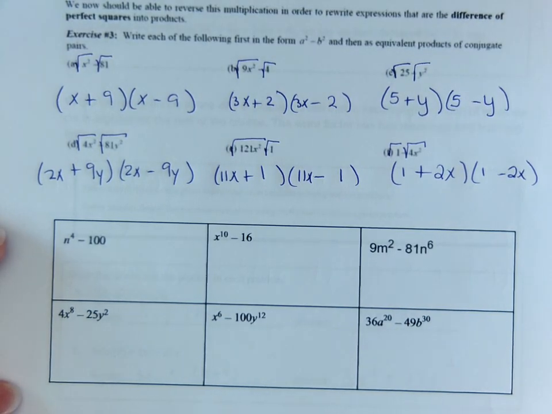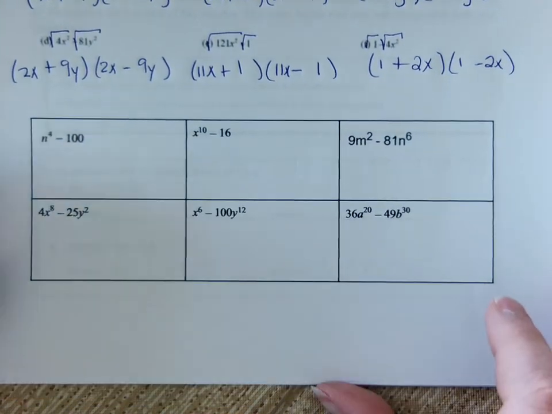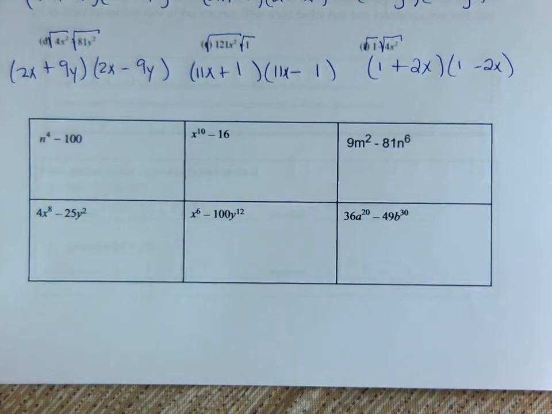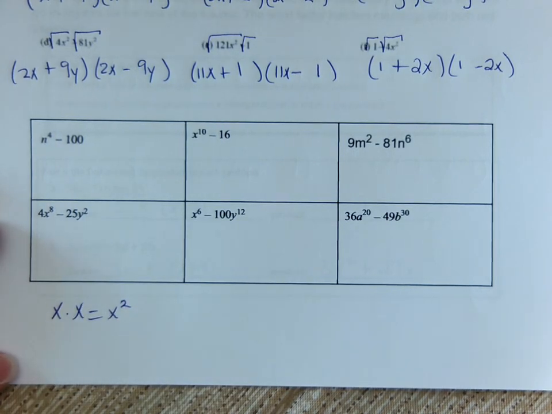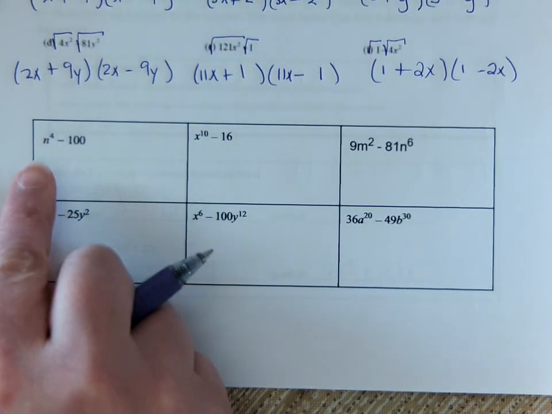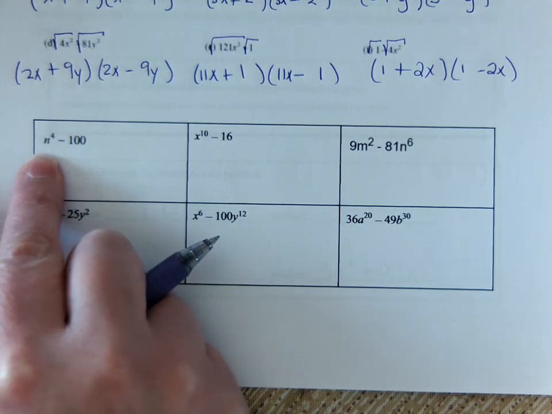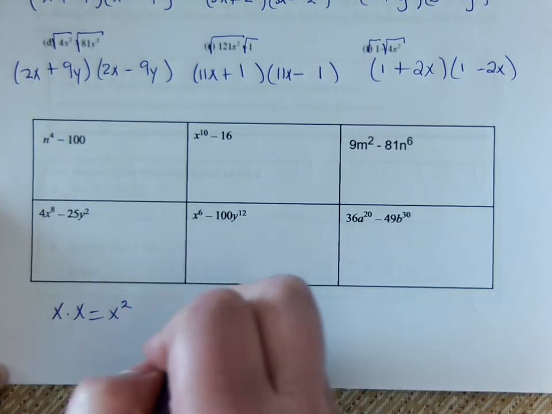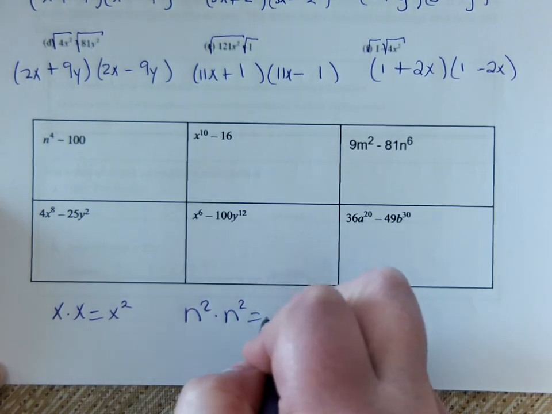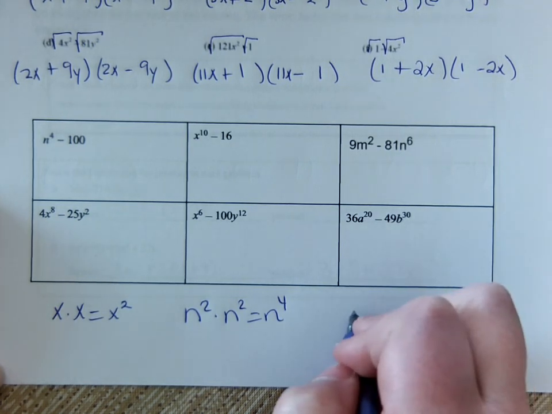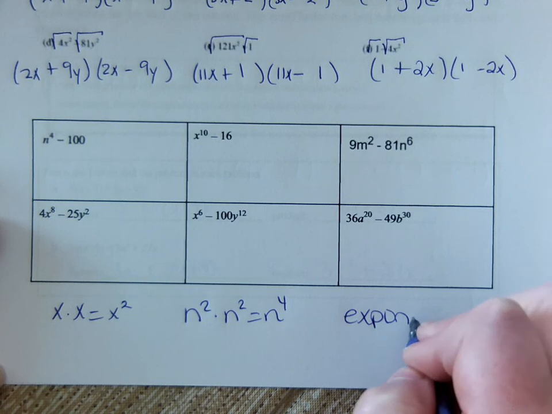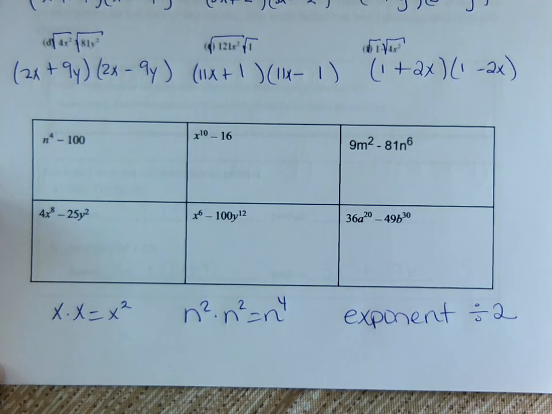Let's get into some that have higher exponents. So when we have an exponent other than x squared, because we know x times x is x squared. So for instance, n to the fourth, well, what times itself is n to the fourth? Well, that would be n squared times n squared equals n to the fourth, all right? So all we're going to do is take our exponent and divide by 2 when we take our square roots, okay, to find what times itself gives us that exponent.